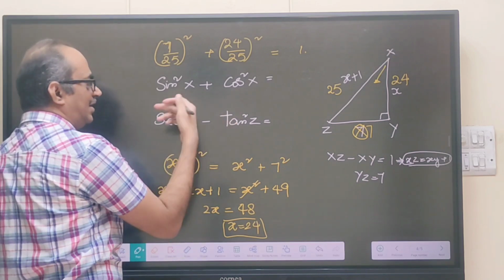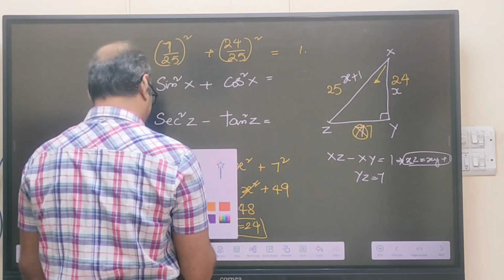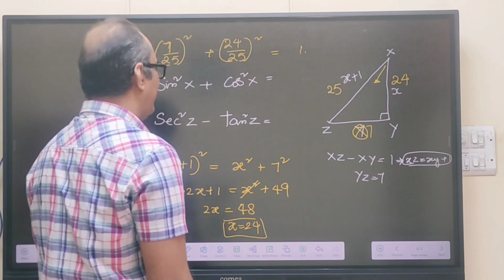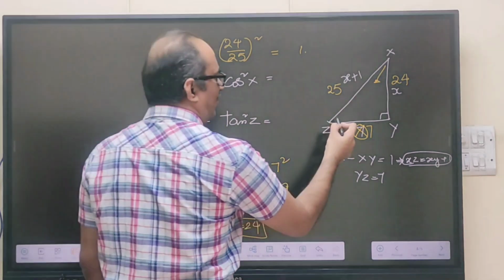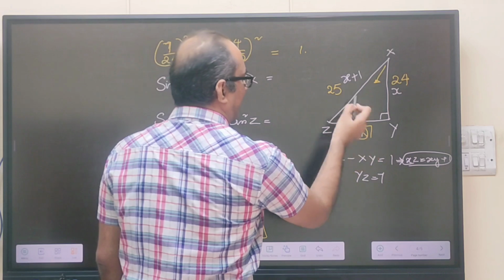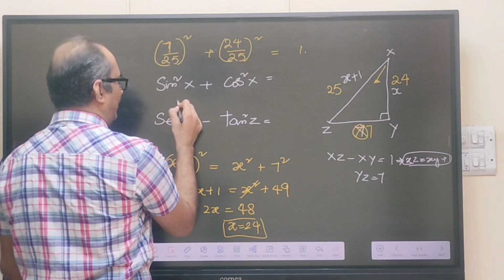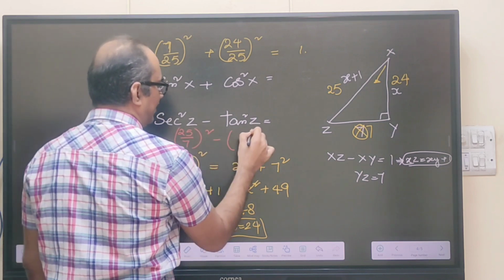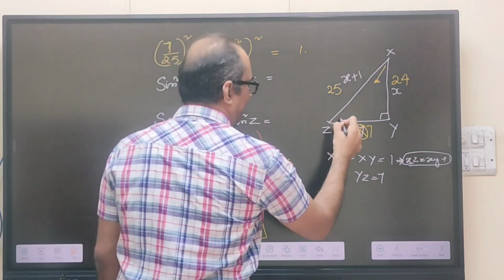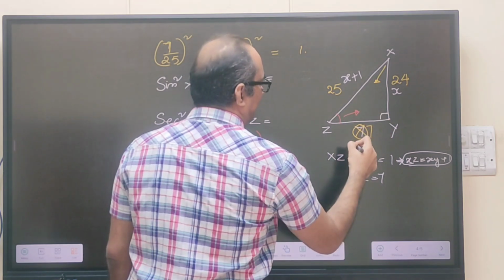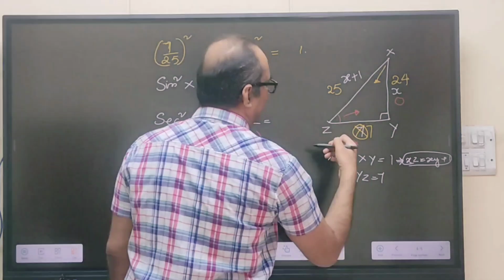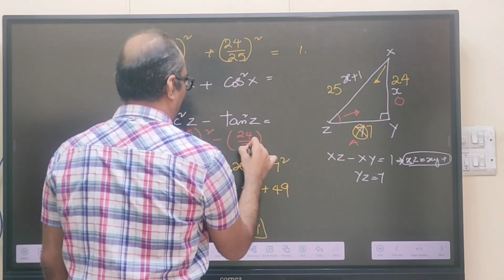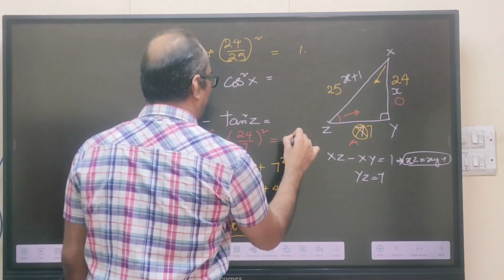Then what is secant square z minus tan square z? Secant square z is the reciprocal of cos z. What is cos z? Cos z is 7 by 25. So this will be 25 by 7 whole square minus tan square z. With respect to z, this will be my adjacent and this will be my opposite. So tan will be opposite by adjacent, which is 24 by 7 whole square. And when you simplify that, you will again get 1.